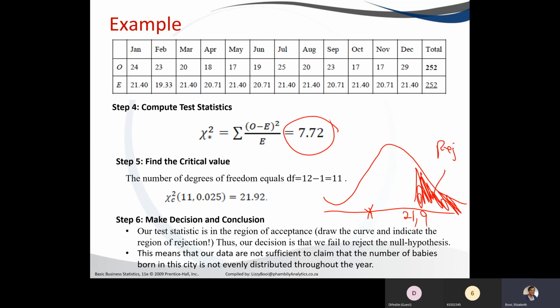And this means that the data are not sufficient to claim that the number of babies in the city are not evenly distributed throughout the year. That's how you do the tests, and how you do your hypothesis. Any question?